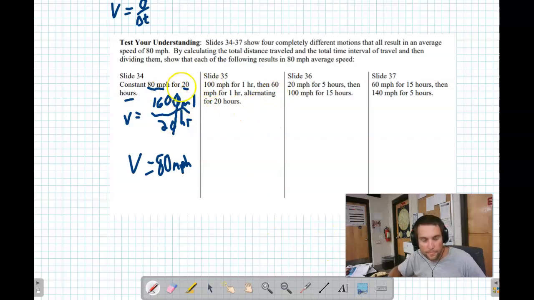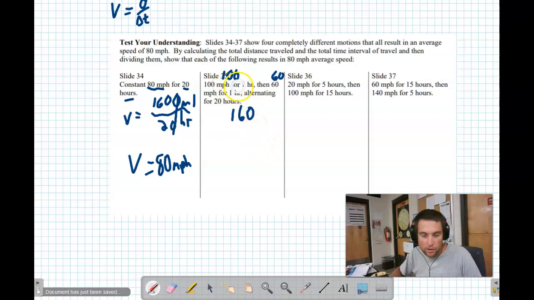All right, so we have 100 miles per hour for 1 hour, then 60 miles per hour for 1 hour, alternating for 20 hours. So if we go 100 miles per hour for 1 hour, how many miles did we cover? We covered 100. If we go 60 miles per hour for 1 hour, how many miles did we cover? That's going to be 60. 100 plus 60 is going to be 160. And that alternates for 20 hours.